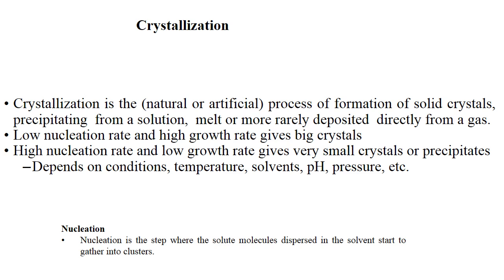The low nucleation rate and high growth rate gives big crystals. If the nucleation process is high, the high nucleation rate and low growth rate gives very small crystals or precipitates, depending on conditions: temperature, solvents, pH, pressure, etc.